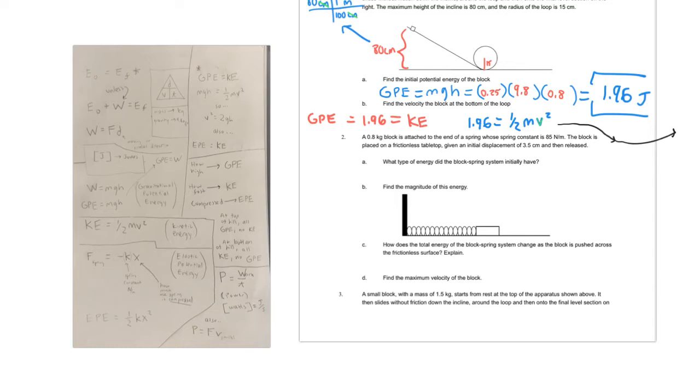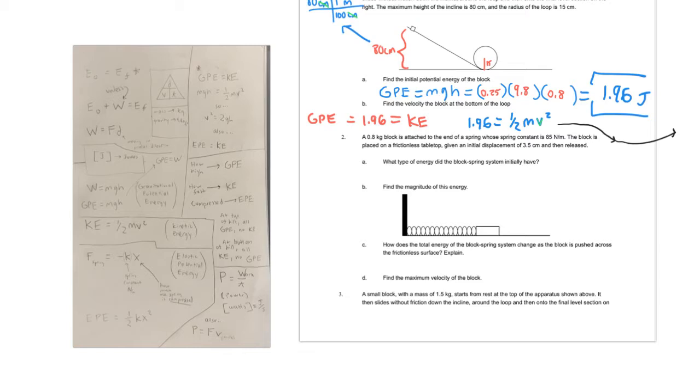So that would be elastic potential energy, because when they say, what type of energy did the block spring system initially have, that means before you released it. So you had a spring that was either stretched or compressed, and the block was just kind of hanging out there before it was released. And in that moment, even intuitively speaking, you can understand that it has potential energy, right? It's not moving yet, but it has potential energy.